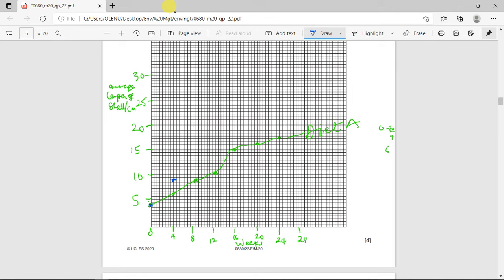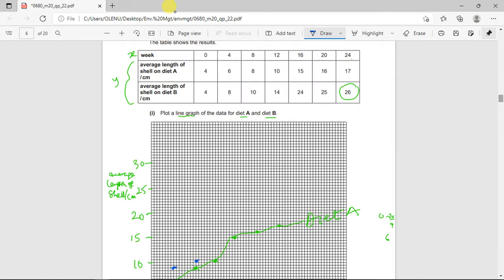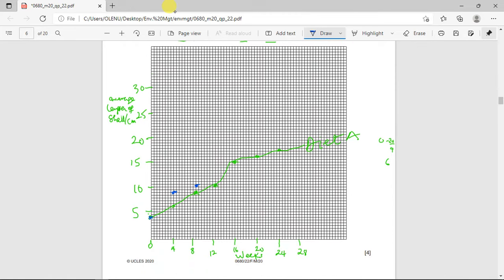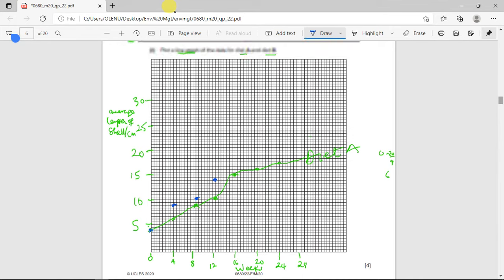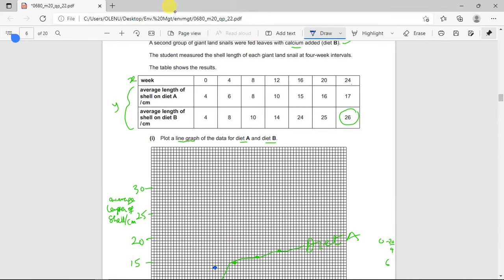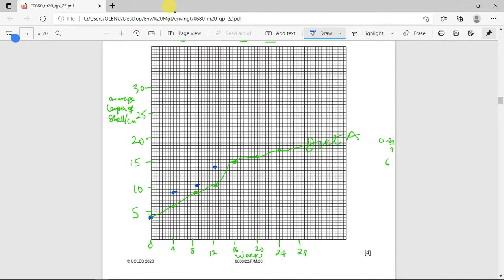At 8 is 10. At 12 is 14. At 16 is 24. At 16, this is 20. I have 24.